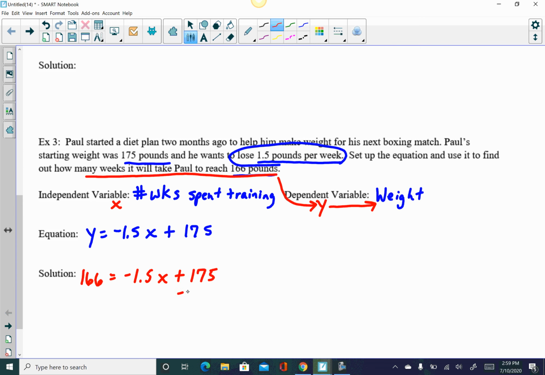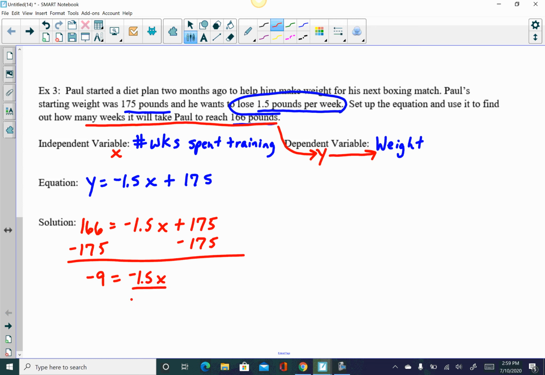So we subtract 175. We want to get closer and closer to getting that x all by itself. Negative 1.5x equals negative 9. Divide both sides by negative 1.5.